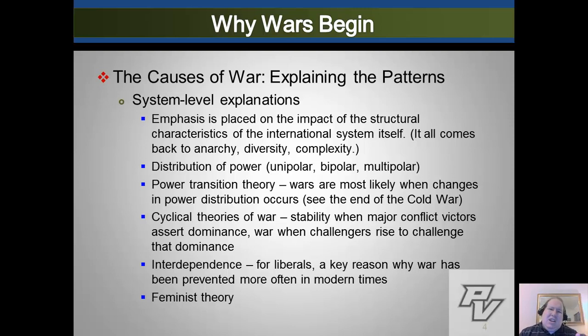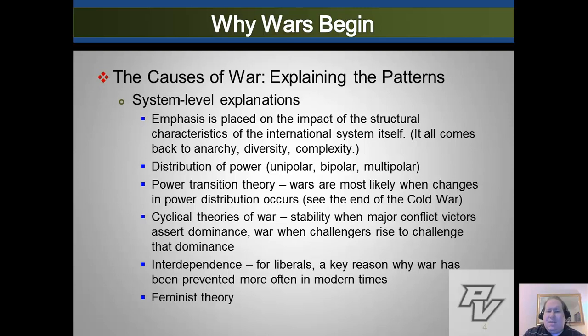Then we take a look at some of the alternative theories. Interdependence, as we've talked about. For liberals, this is a reason why war has been prevented more often in modern times. The idea that you don't shoot your customers. And we'll talk more about that here in a second. But the idea that interdependence is going to lead to less conflict.